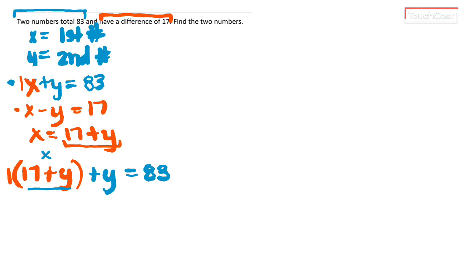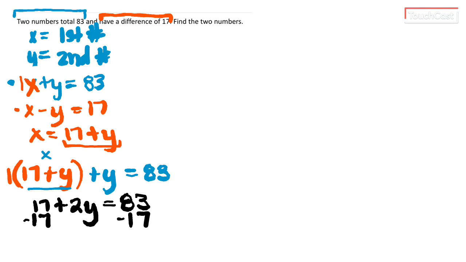Then I can have just one variable, so I have y's in here now, and I can solve. So I'll change my color to black and go ahead and combine like terms. So I have 17 plus 2y is equal to 83. And then I can subtract 17 from both sides, and I get 2y is equal to 66, and then when I divide through by 2 on both sides, I get that y is equal to 33.